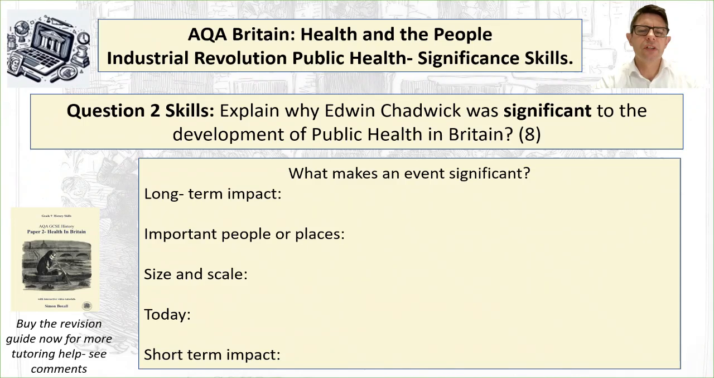So here's what they are. L, as I said already, was long-term impact. I is important people or places. So is Edwin Chadwick involved with important people like the Queen, for instance? Size and scale. Does he impact lots and lots of people? Do we still use his ideas today? Did he have a major short-term impact? Did he cause something really, really massive to public health?